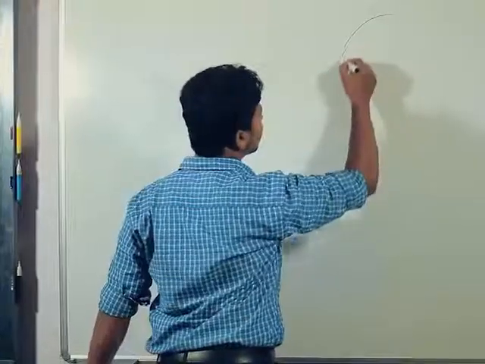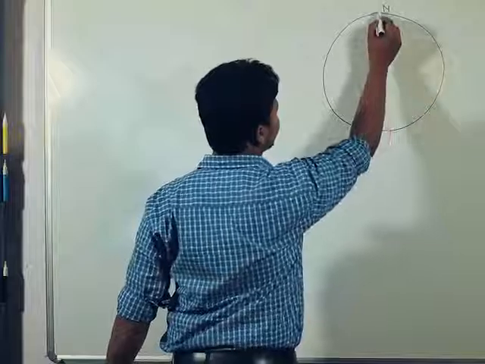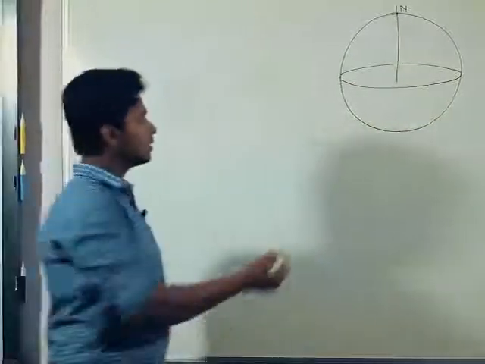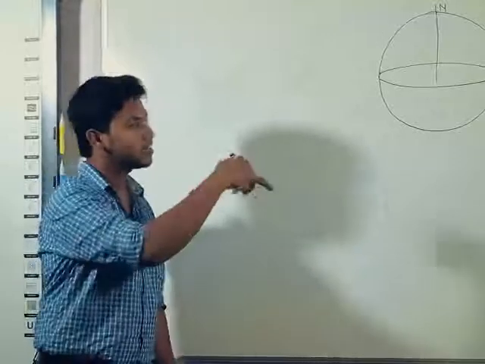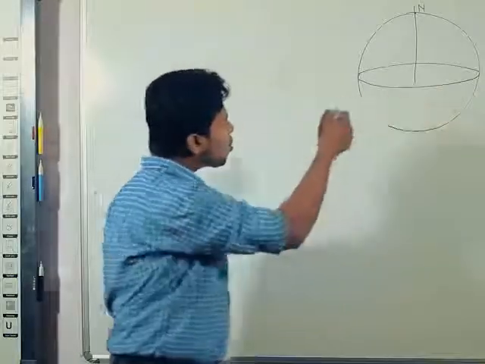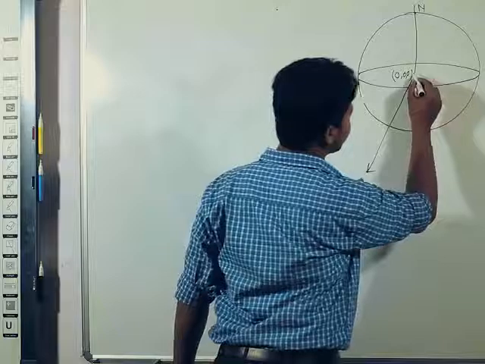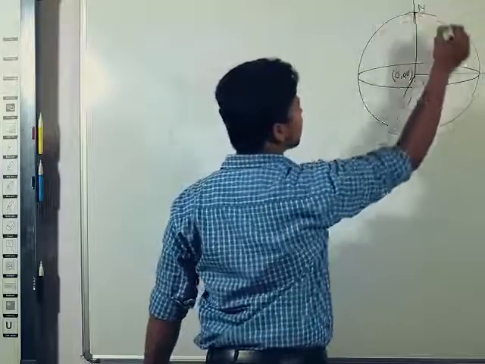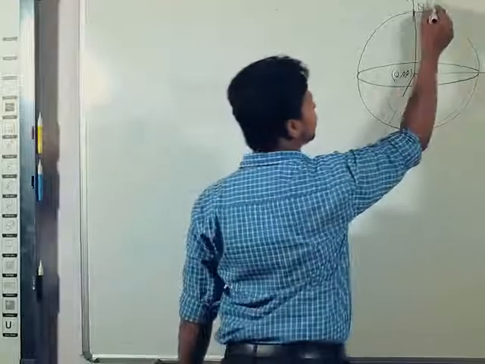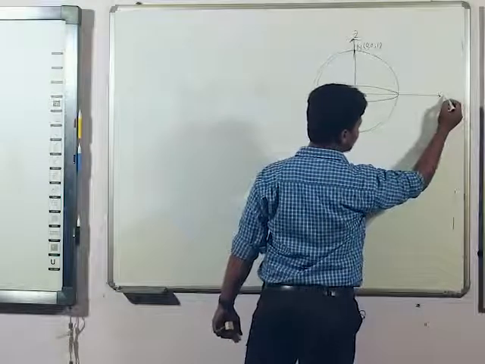If we draw a unit sphere, here is the north pole and here is the south pole. Now if we draw the equator, the equator is a unit circle, since the sphere is a unit sphere. The coordinate of the north pole is (0, 0, 1). If we consider this the z axis, this will be the x axis and this the y axis.